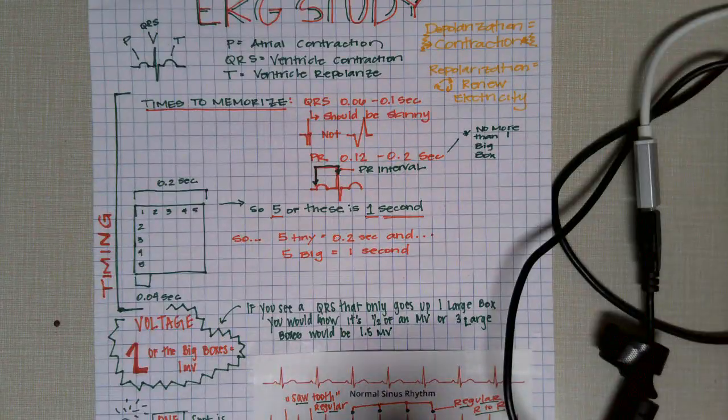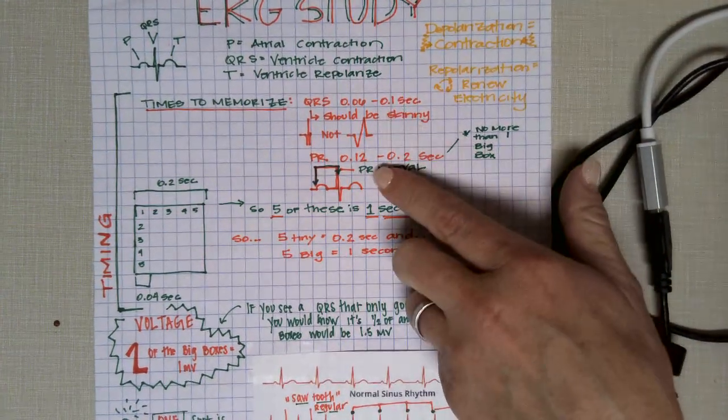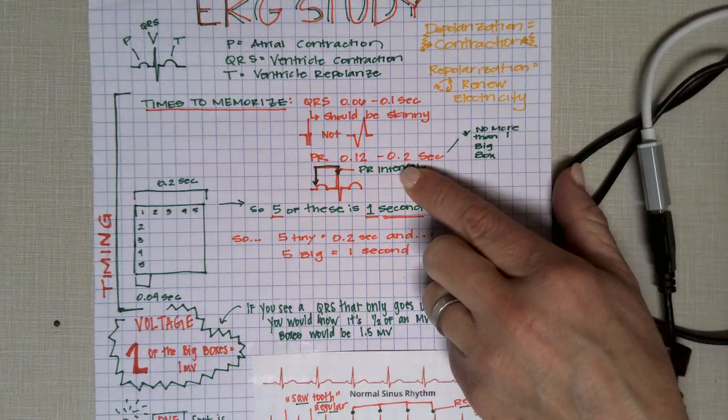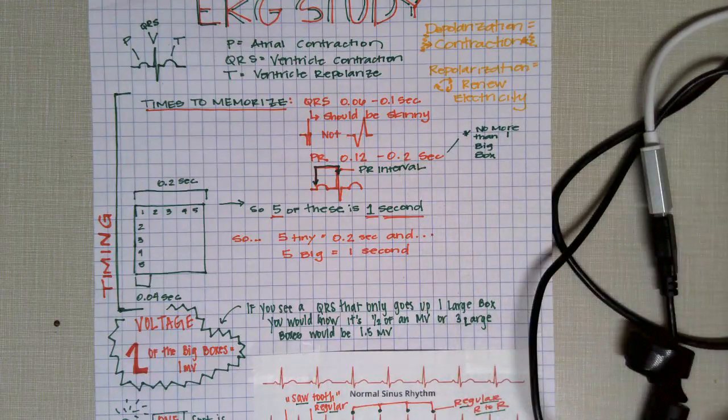So, two things to memorize. QRS, 0.06 to 0.1. PR, 0.12 to 0.2. Just remember, I think it's easiest to just remember the PR should be the same size. It should never be bigger than one of those little boxes. All right.